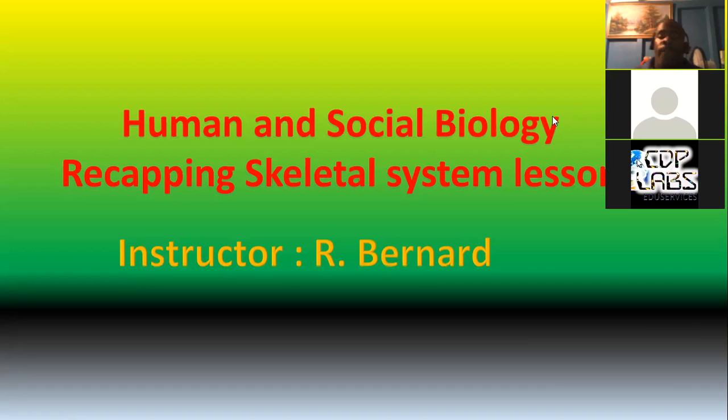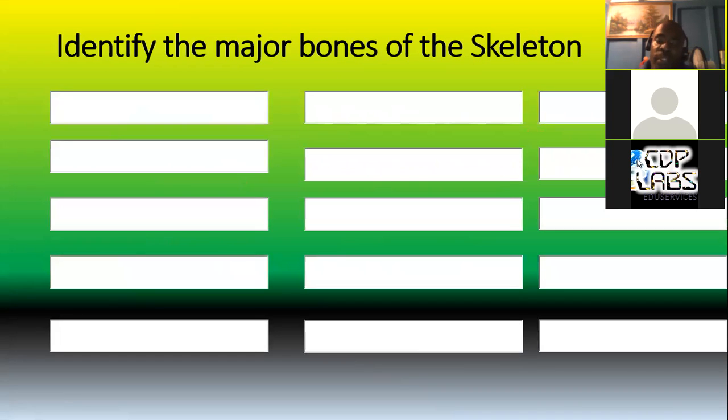All right. So now in recapping, we'll be using the objectives that are stated in the syllabus. So the first objective in the syllabus says that you should identify the major bones of the skeleton. So I'm going to ask you guys in alphabetical order. Now Alia comes before Chevelle. So I'm going to ask Alia to give me the name of one of those major bones. Alia?